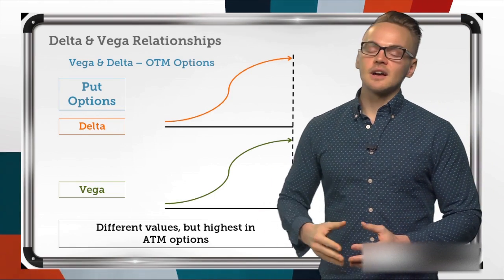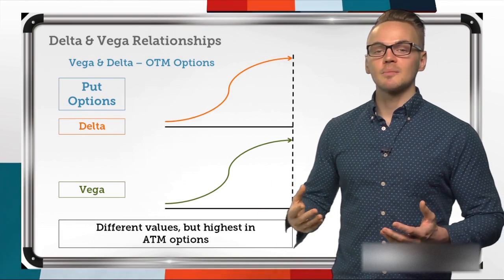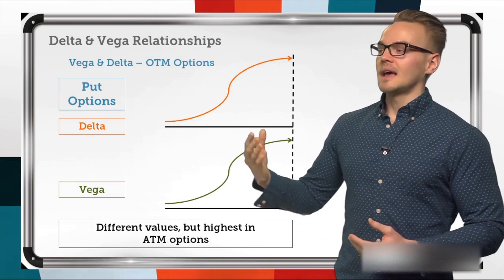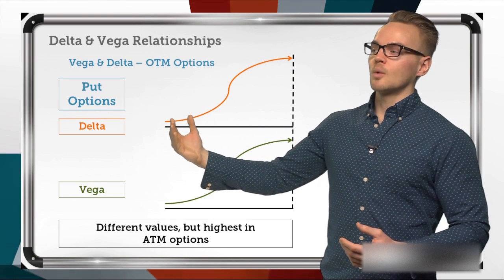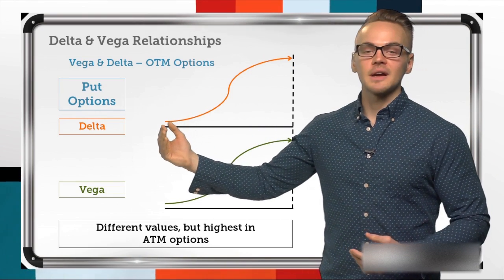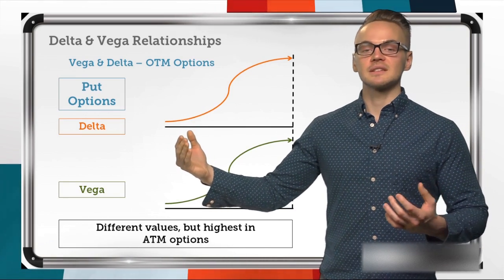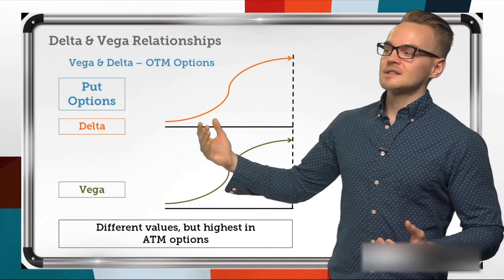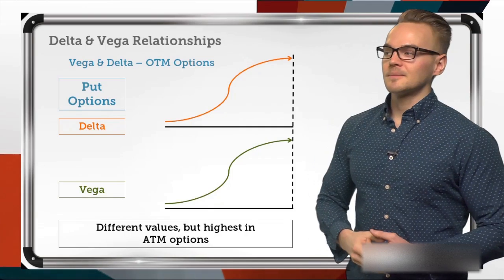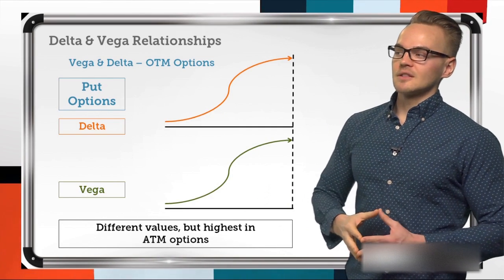If we know that delta can be used as a proxy for our probabilities of being in the money, and the further and further we go away from that strike price and stock price, the lower our percentage is going to be in terms of our probabilities of being in the money, then that means that our deltas are going to be lower as well. But let's look at Vega and look at the similarities.